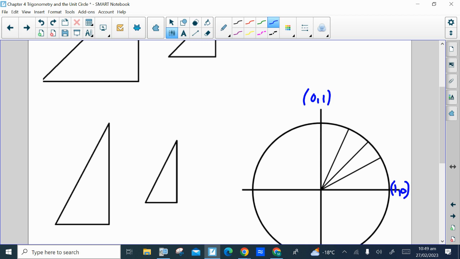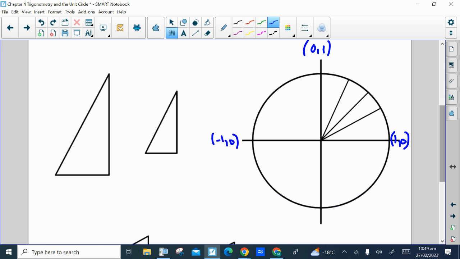Up at the intersection with the positive y-axis, it's (0, 1), because remember the radius is 1. Over here, it's (-1, 0), and down here, it's (0, -1). Remember that this first angle could either be 0 degrees or 360 degrees. Could also be 0 radians or 2 pi radians.